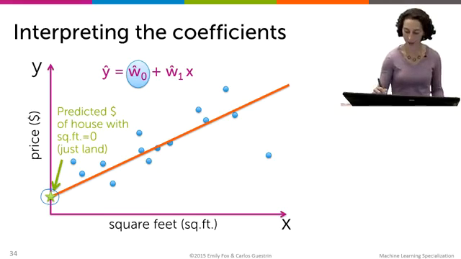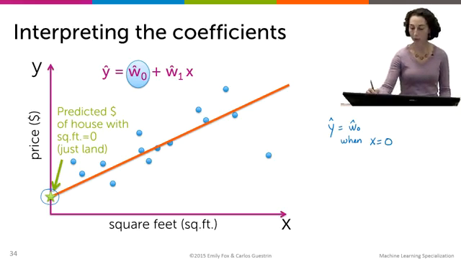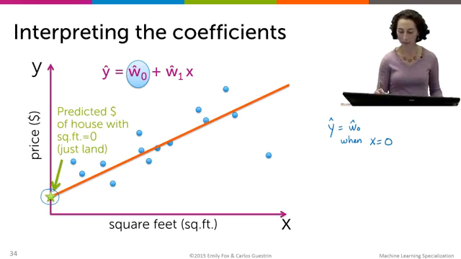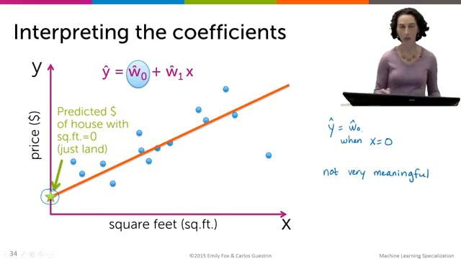So we can think of that as just land, because we have that y hat is equal to w hat 0 when x equals 0. So when there's no square feet, we have that our predicted house value is exactly equal to w hat 0. But I'll say that in general, this is not normally that meaningful.